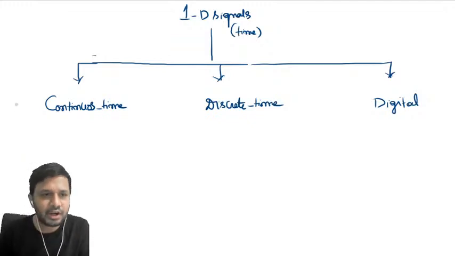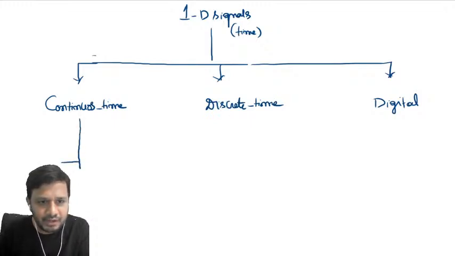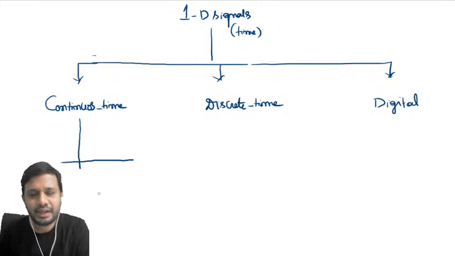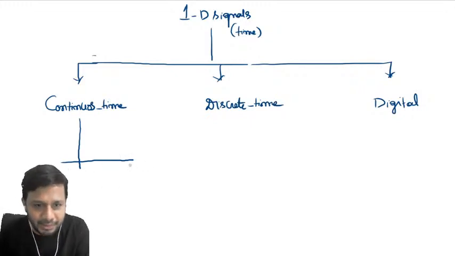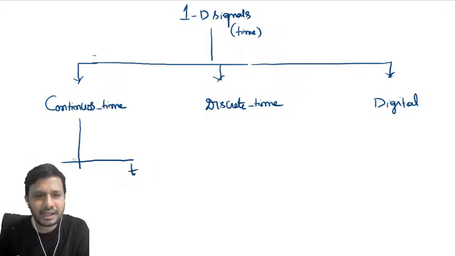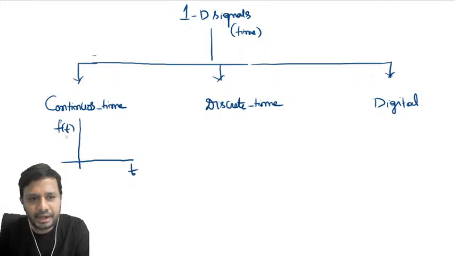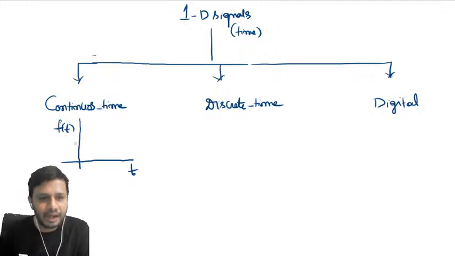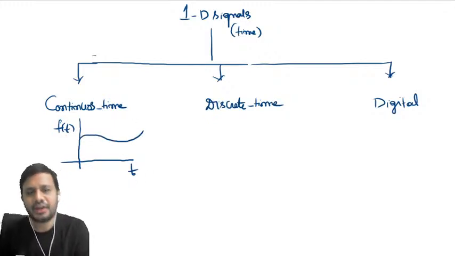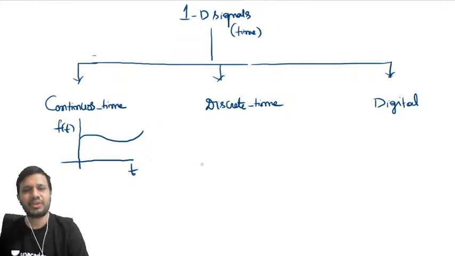Observe here. In order to represent the first category, continuous time signals, I am going to take one vertical axis and one horizontal axis. Along the horizontal axis, we represent the independent variable, and along the vertical axis, we represent the dependent variable. Dependent variable means dependent on the independent variable. And this is a continuous time signal that I have drawn.